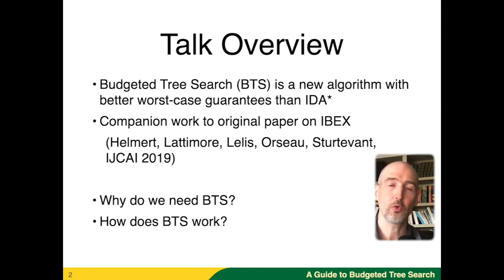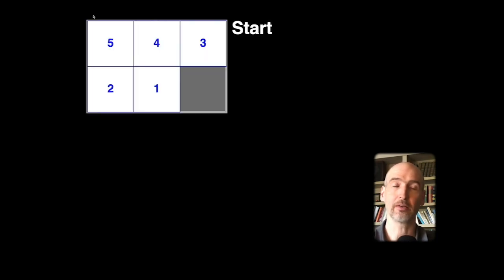So we're going to answer two questions today. Why do we need budgeted tree search, and how does budgeted tree search work? In order to do that, we're going to look at an example state space, which is a 3x2 sliding tile puzzle. We'll use this throughout the talk today.